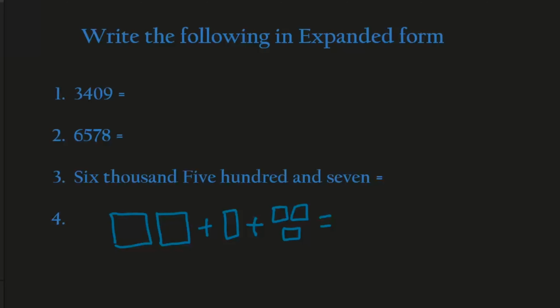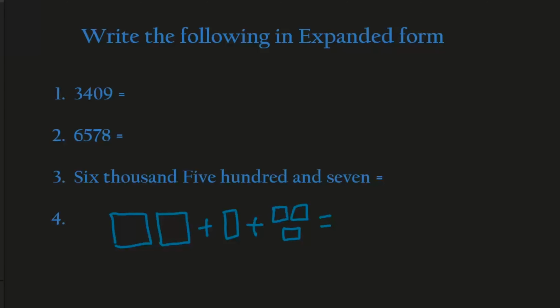Now let's write the following in expanded form. 3,409. What would that be? So try it by yourself first, then I'll show you how to do it. Did you get an answer? These ones might be a bit tricky, 3 and 4, because they're not in standard form, but they're quite easy if you work harder.